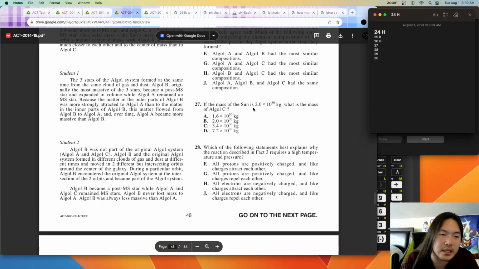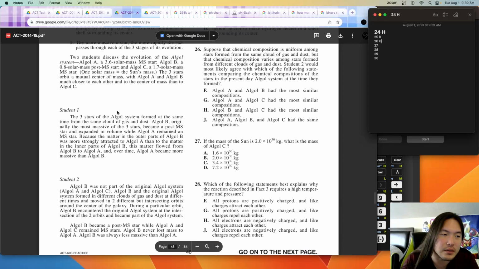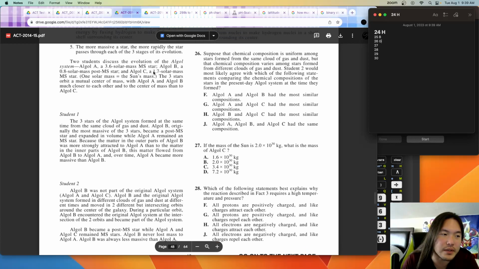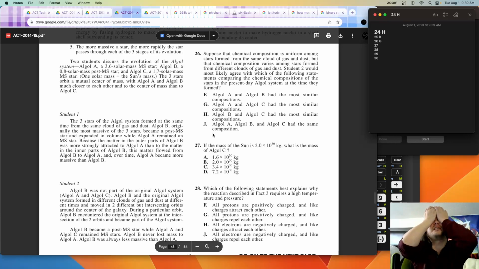27. The mass of the sun is 2 times 10 to the 30 kilograms. What is the mass of angle C? Angle C is 1.7 solar mass, so we need to do 2 times 1.7. That's going to be 3.4. 3.4, yes, C. 2 times 1.7, 17 plus 17 is 34. Therefore 2 times 1.7 is 3.4, excuse me.